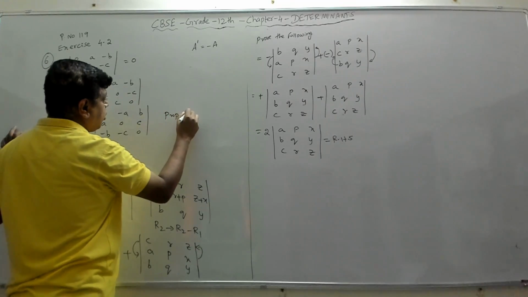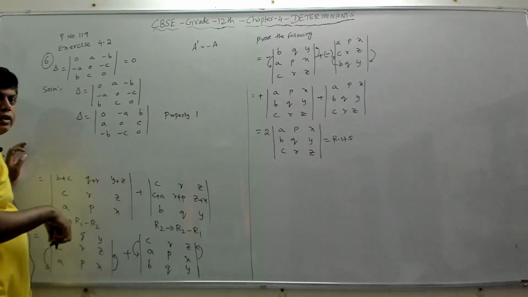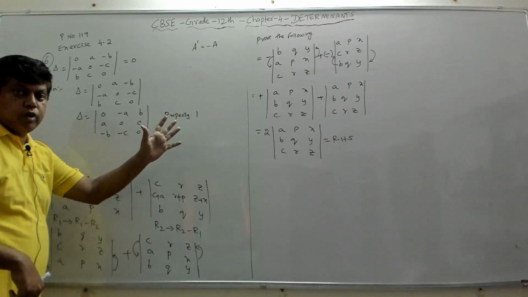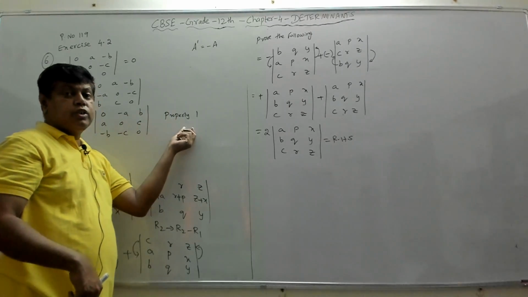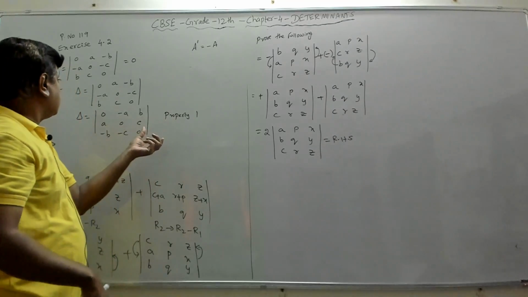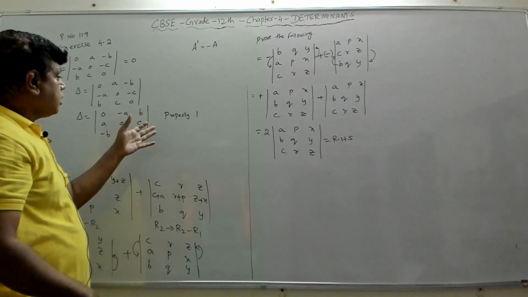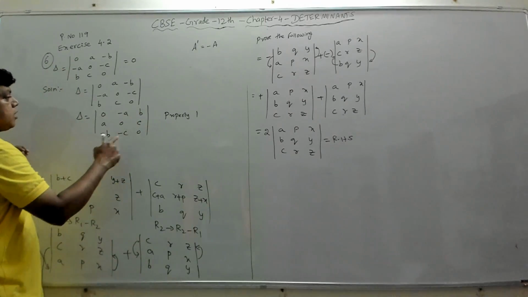When you interchange the rows and columns, the value of the determinant remains unchanged. That's the property. In your exam, don't write property 1; you write, if you interchange all the rows and all the columns, then the value of the determinant remains unchanged. That is property 1.